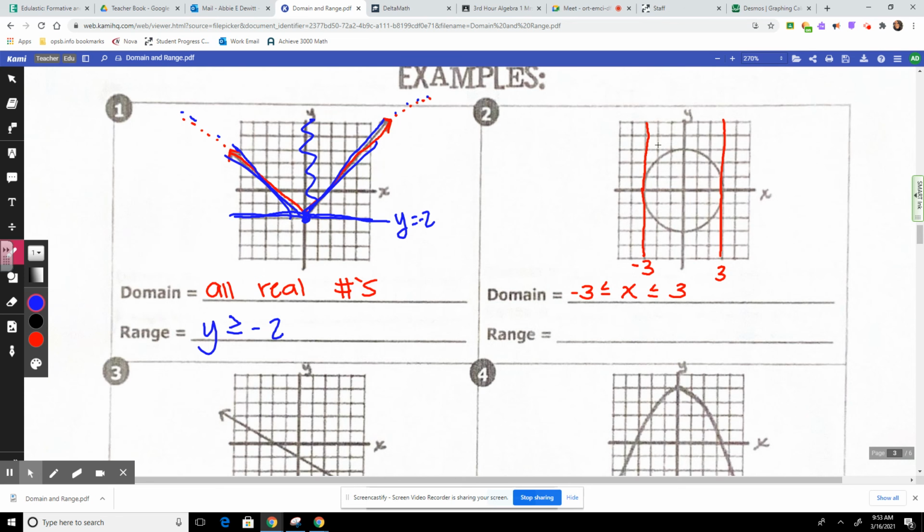Now for your y values, for your range, my circle does not extend beyond this point at positive 3, and it does not extend beyond this point of negative 3. So I'm going to put my smaller number on the left, my larger number on the right, my variable that represents range, with less than or equal signs.